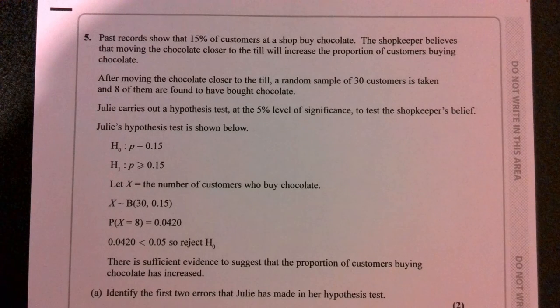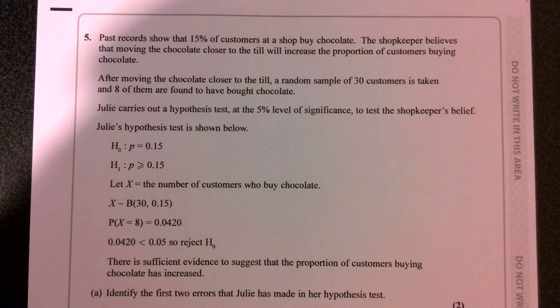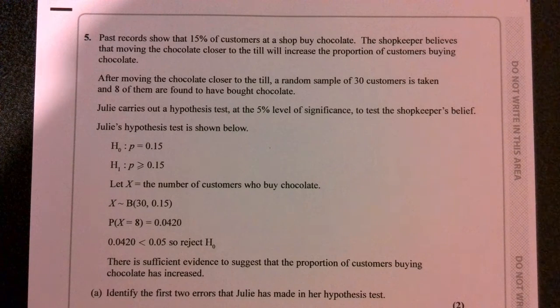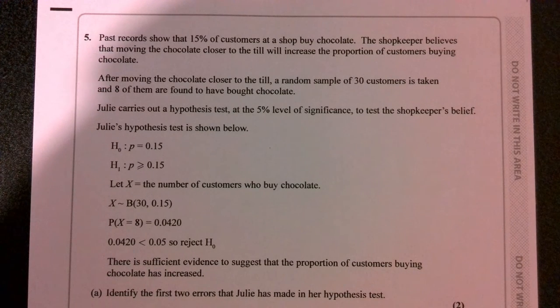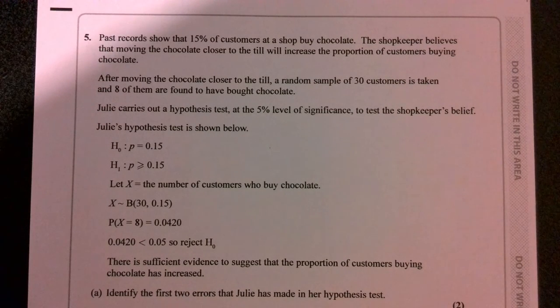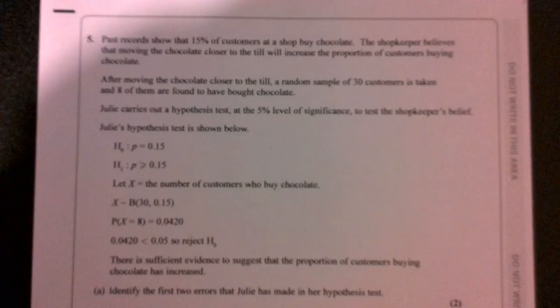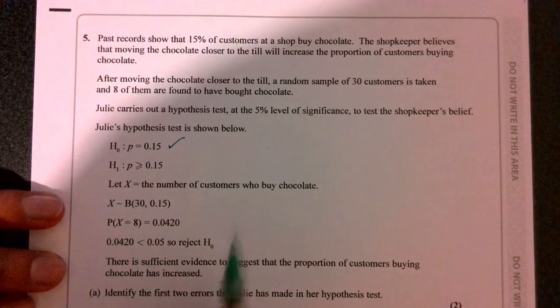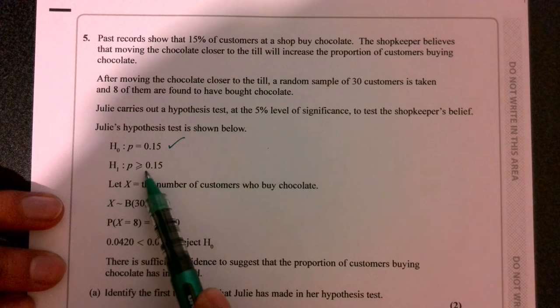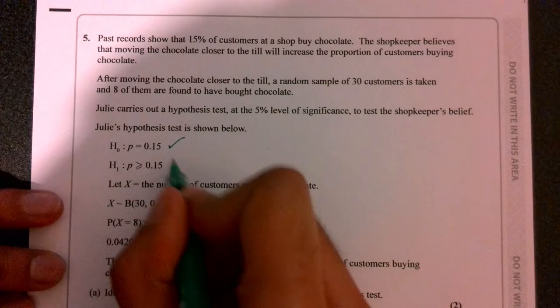Now, Julie carries out a hypothesis test at the 5% level of significance to test the shopkeeper's belief. Julie's hypothesis test is shown below. The first thing that she did, she stated her null hypothesis, p equals 0.15. That's correct. The next step, she said that H1: p is greater or equal to 0.15. That's incorrect.